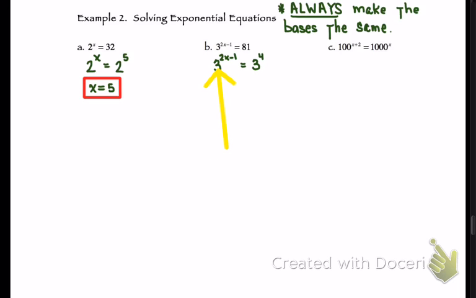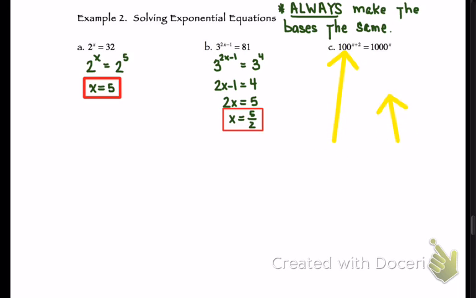I made the bases the same, so now I have the same base. I'm going to drop the base and set the exponents equal to each other, and then I'm going to solve for x. And voila, x equals 5/2. Hopefully, not bad so far. But sometimes you're going to have to change both bases. There's a massive hint in this problem.